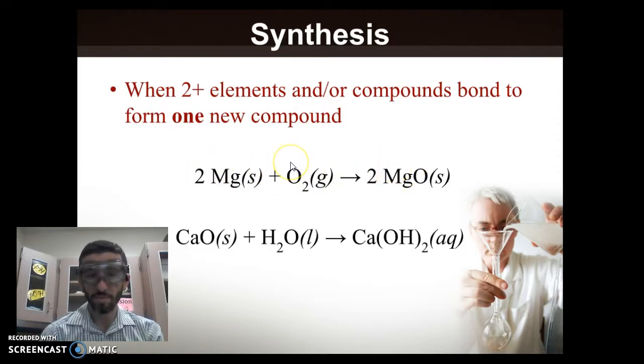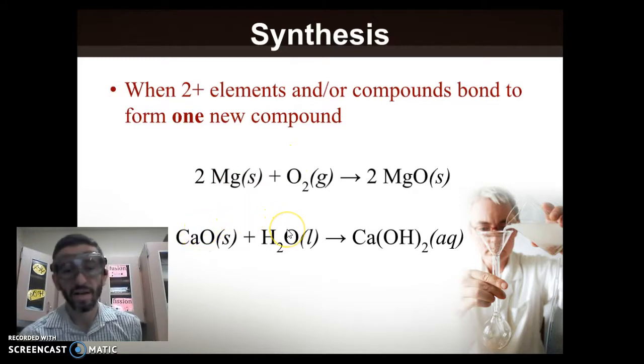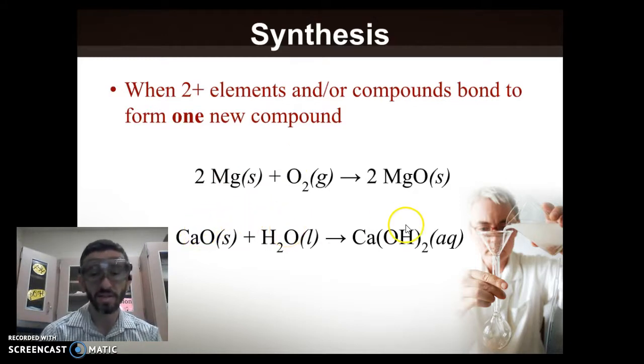Now these are two elements. We can also have two compounds. So here we have calcium oxide combining with water to make calcium hydroxide. So it doesn't have to be just elements. It can be compounds as well.